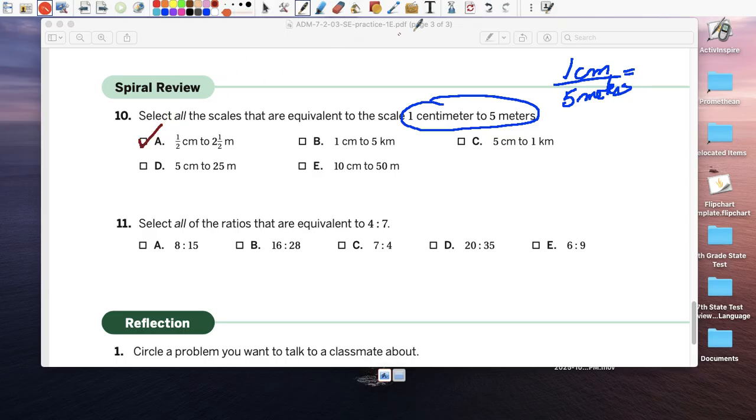Let's try 1 centimeter to 5 kilometers. Okay, so there's a little bit of work to do here. Are they the same? Well, first of all, we have an issue. Centimeters and centimeters on top, so that's okay. But the bottom, it says meters and kilometers, so we have to change. So 1 kilometer, you should know this, it's 1,000 meters. So instead of writing 5 kilometers, I'm going to write 5,000 meters because I had to change the unit. Now, are they the same? Yeah, of course they're the same.